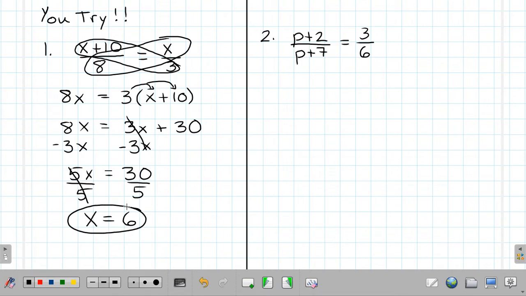Okay. And once again, as always, you can double check yourself by plugging back in. 6 plus 10 is 16. Divided by 8 is 2. 6 divided by 3 is also 2. So 2 is equal to 2. That means x is 6.